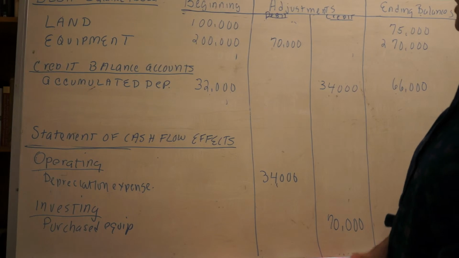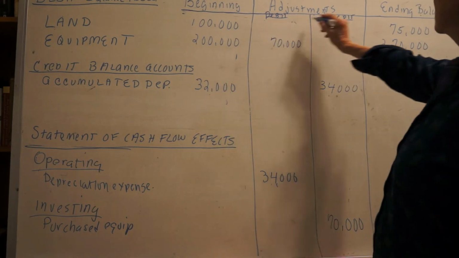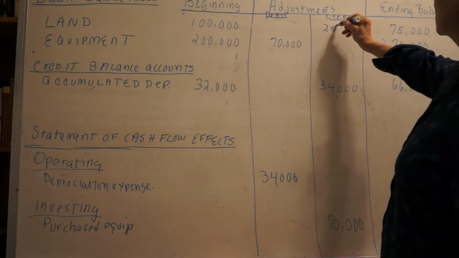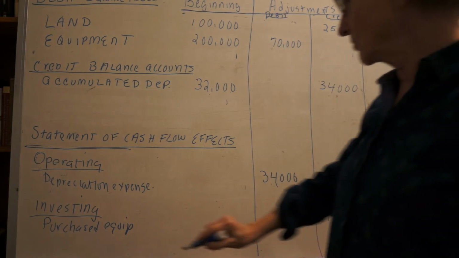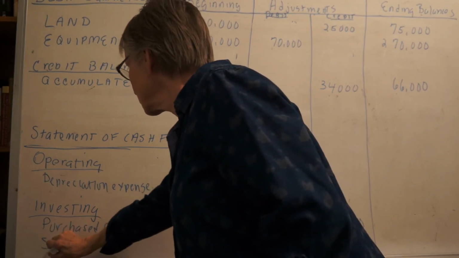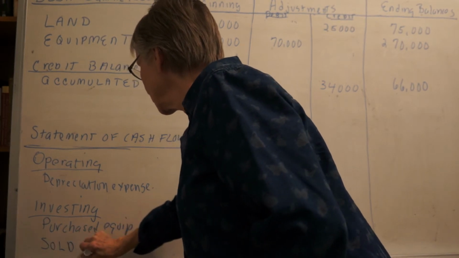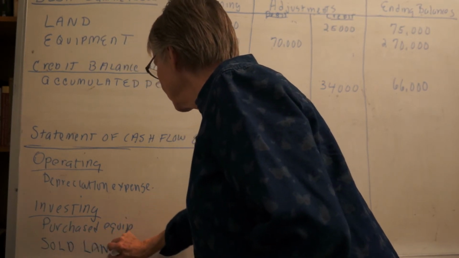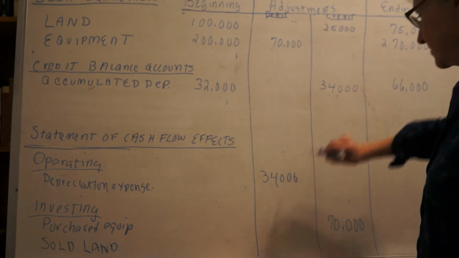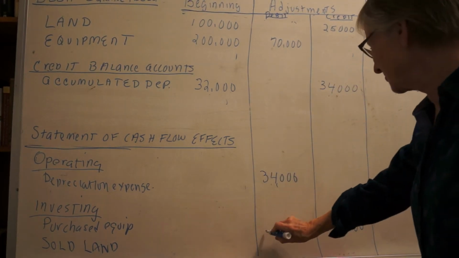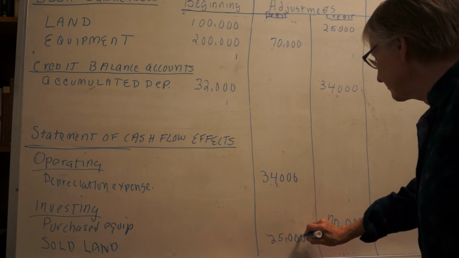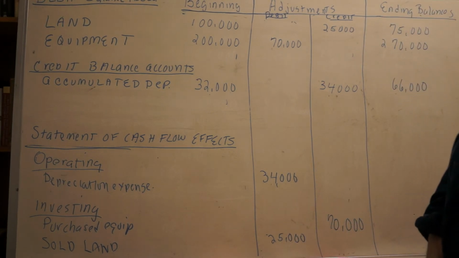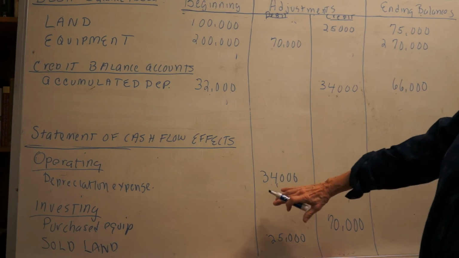So that's not too difficult. We had 100 of land. A $25,000 credit would explain the sale. And we would go down to our investing section, since it's a long-term asset, and say we sold land. And it's a debit up here, I mean a credit up here, so it would be a debit down here. Okay, so this really starts to make a little bit of sense.